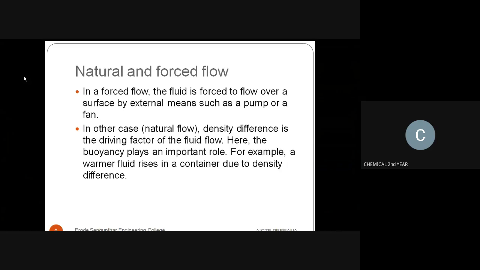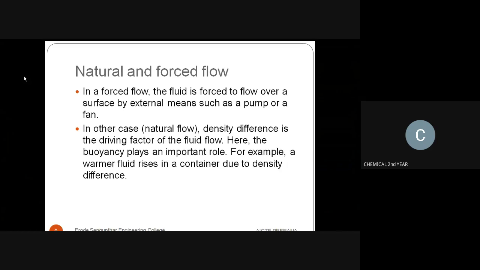So next one is natural and forced flow. In a forced flow, the fluid is forced to flow over a surface. Here they need an external agent, for example, a pump or a fan or a compressor, right? So you are going to force the fluid to flow over a surface. In such cases, the flow is called forced flow.